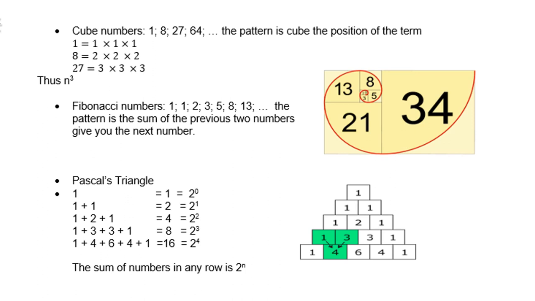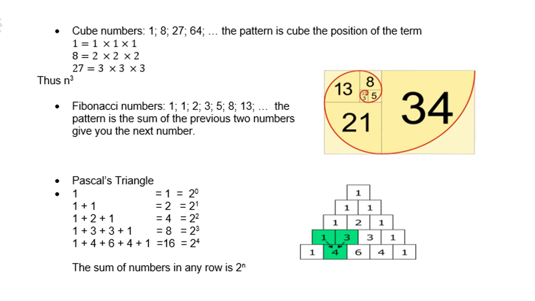Look at cube numbers, for instance, 1, 8, 27, 64. A cube number is 1 times 1 times 1. 8 is 2 times 2 times 2. 27 is 3 times 3 times 3. So therefore, it is each term to the power of 3. So that is your pattern.